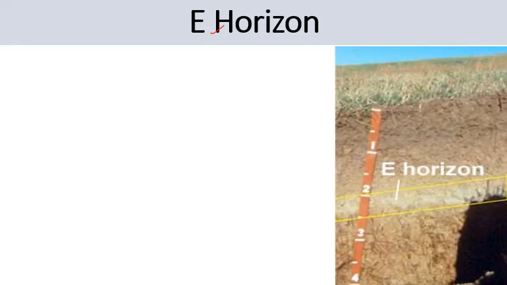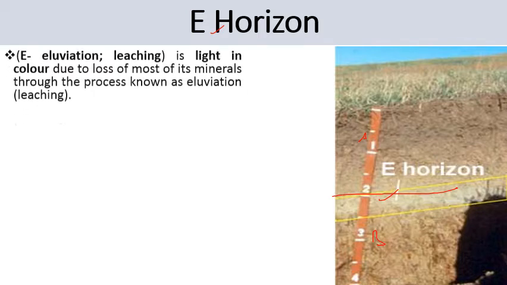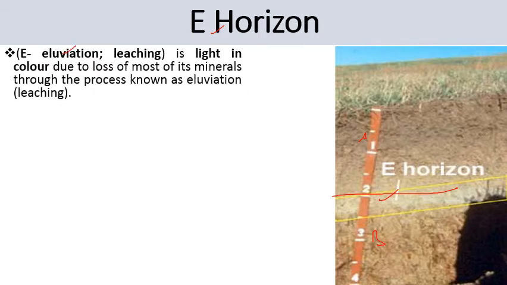Next comes E horizon. Here E stands for alluviation, which means leaching. So this layer is a zone where the minerals get percolated or leached out to the B horizon, and it is lighter in color. So this layer is lighter in color than that of the A and B horizon. So this is present at the junction of these two horizons. This horizon is known as E horizon. Here E stands for alluviation, that is leaching.